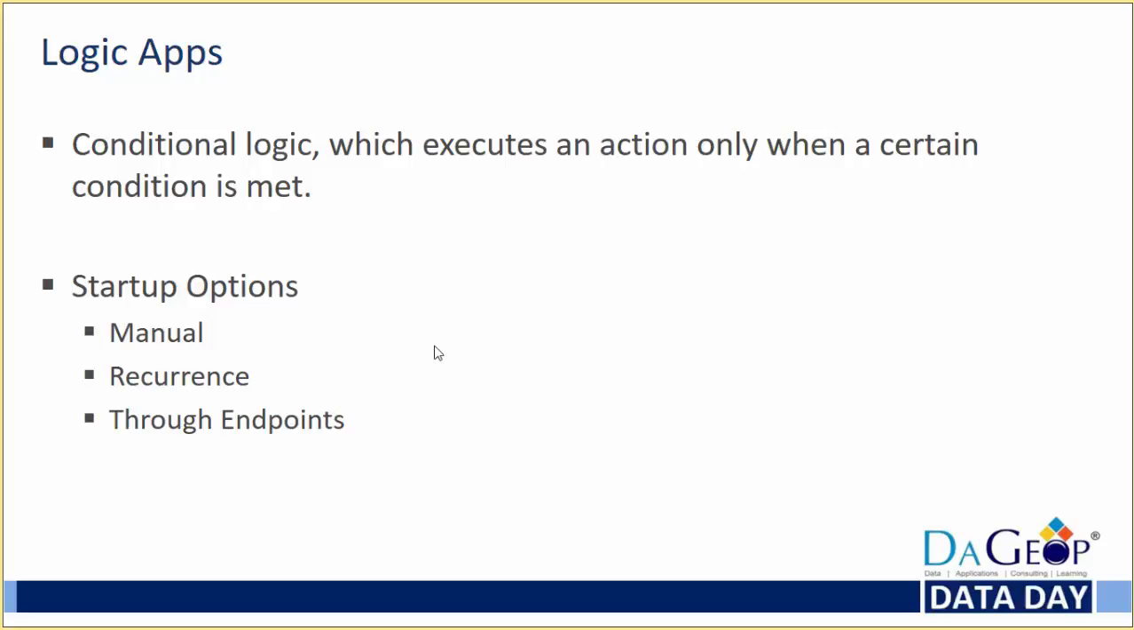The third option is through endpoints. We can start these logic apps from another app. Another app could be an HTTP listener, or it can be an API app. From the API app you can run these logic apps. So we have three different types of startup options.